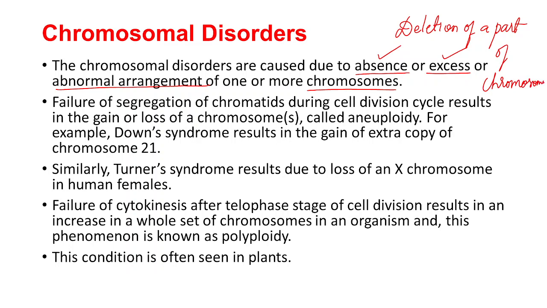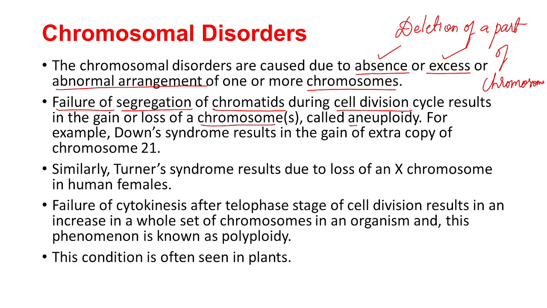Deletion of a part of a chromosome. So then what will happen? The chromosomal disorders can be seen. Why do the chromosomal disorders occur? Because they occur due to failure of segregation of the chromatids during cell division. When the chromatids are getting separated, due to improper segregation, what will happen? The loss or gain of a chromosome or a part of it will be seen.